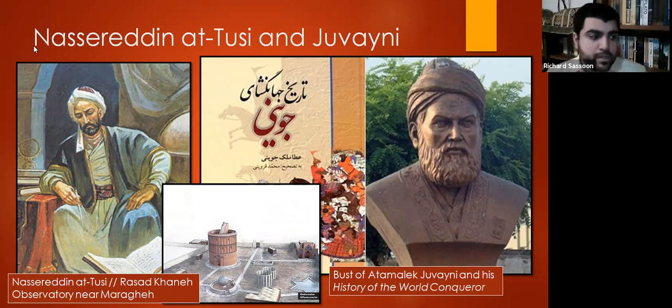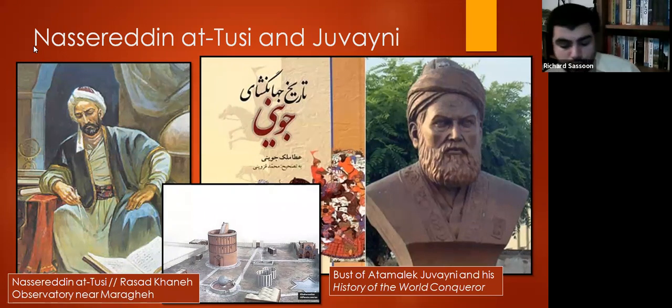Now, in terms of Hülegu's cultural and philosophical tastes, I just wanted to draw your attention to two specific individuals. On the right side, we have Atamalik Juvaini. Juvaini was a Persian official and Grand Vizier, but he was also a historian. And so he actually participated in the attacks on the fortress at Alamut and several other of Hülegu Khan's campaigns. So he gives us a first-person account of those campaigns.